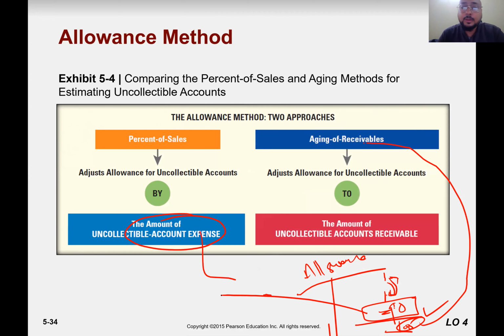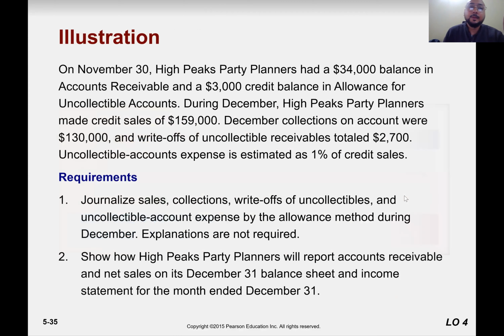In allowance, percentage of sale method will give you the during-the-year expense of the allowance of uncollectible, while aging of receivable method will give you the total balance of allowance. So if I were to find out this year, you need to rearrange the equation, rearrange the account, and you will find out the balance. That's it, right?